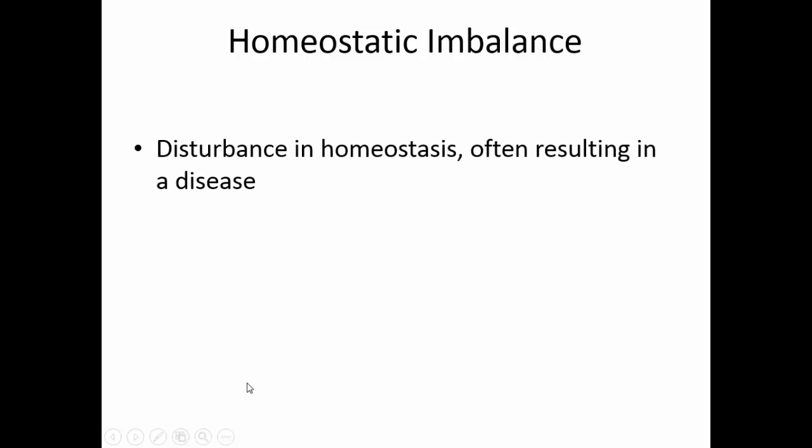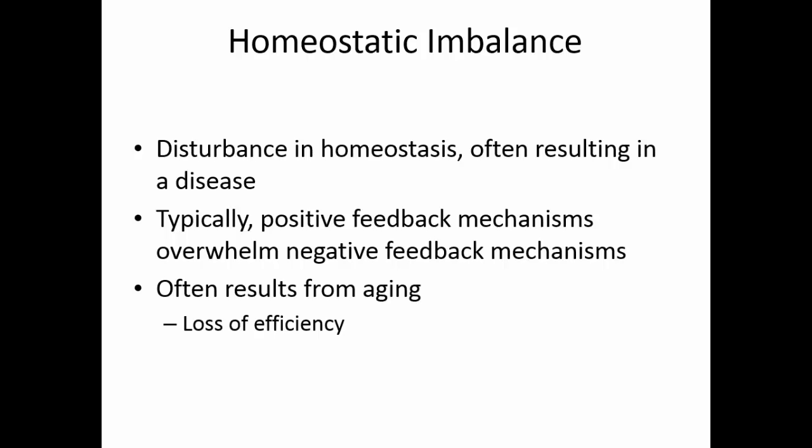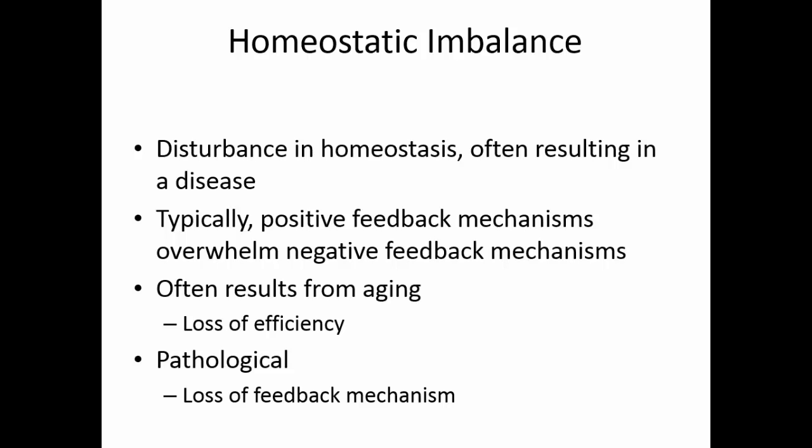Homeostatic imbalance is when there is some disturbance in homeostasis. This usually results in a disease. Typically, positive feedback mechanisms will take over and they will overwhelm negative feedback mechanisms. Homeostatic imbalance often results from aging. The parts of the homeostatic mechanism, the receptor, the control center, or the effector, become less efficient, so they don't respond as quickly as they should. We can have pathological homeostatic imbalance, and this occurs when there is some damage in the feedback mechanism. Now the feedback mechanism no longer operates, and so we are out of control. We can't return something back to normal.